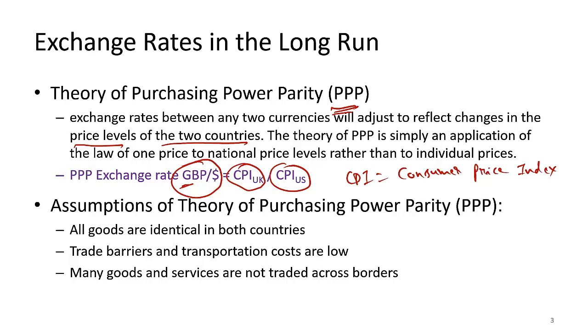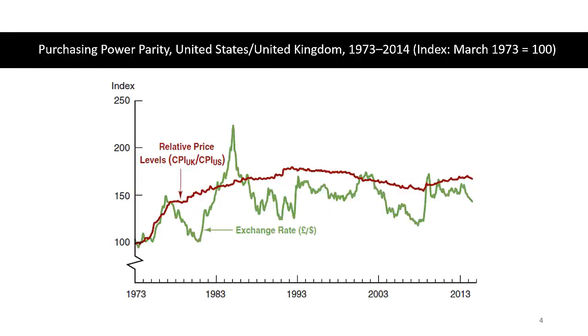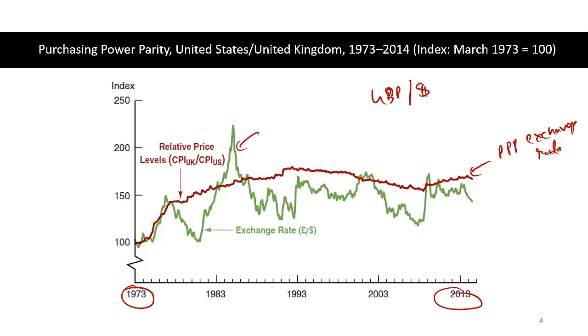So the next job would be to see how far this purchasing power parity, or PPP theory, holds up in the real world. So this is again the British pound against the dollar. We are looking at GBP against the US dollar during the period 1973 to 2013. This red line is your PPP exchange rate. And this green line is the actual exchange rate.